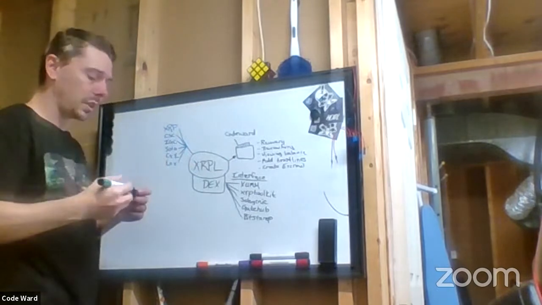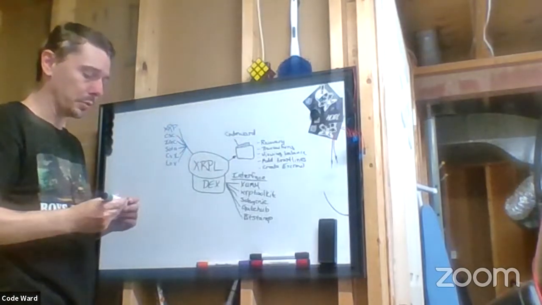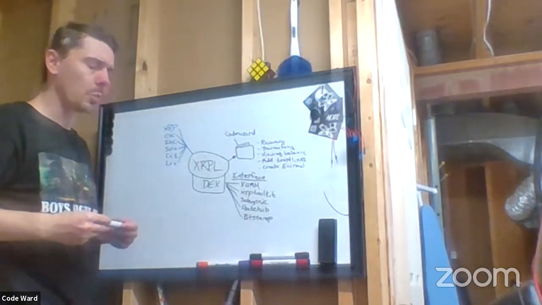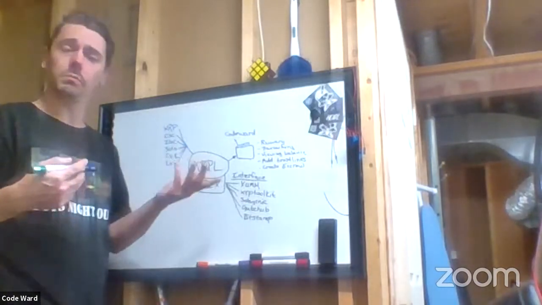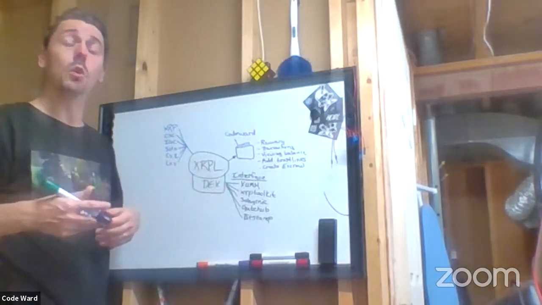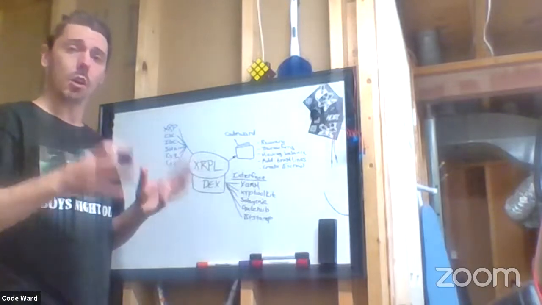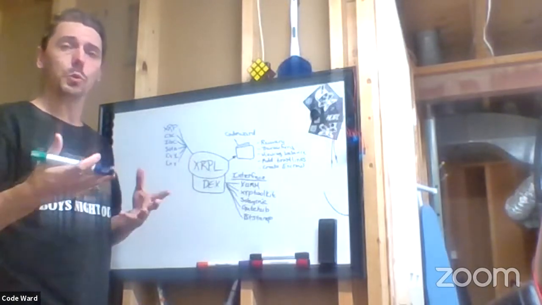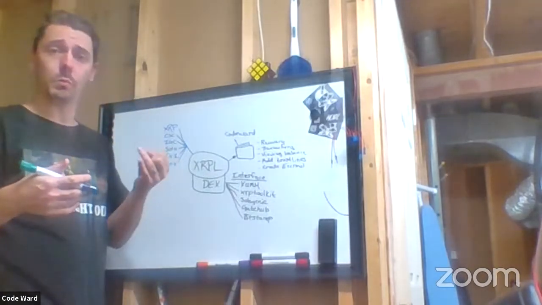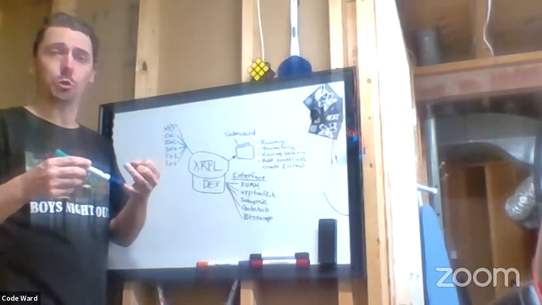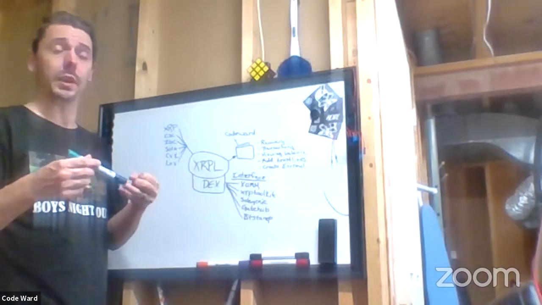Now, originally these were referred to as IOUs. And essentially what ends up happening is you'll have someone, like myself or another individual, who will issue a new asset on the XRP Ledger. This is done in a couple of different steps. You would need an issuer account and a distribution account.